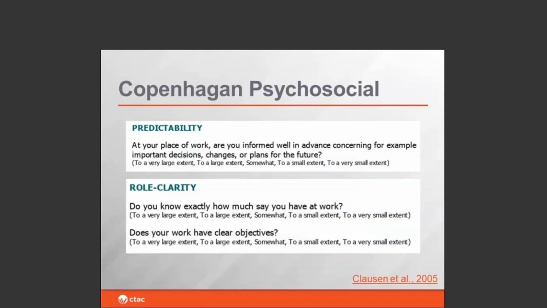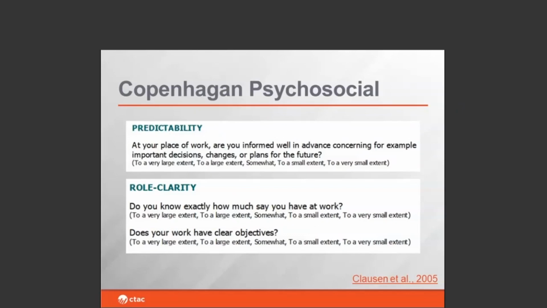Furthermore, predictability and role clarity. I think these questions are really great. Things like, are you informed well in advance concerning important decisions, changes, or plans for the future? I suspect that some people hearing that might laugh, considering that some aspects of human service work will always be urgent and requiring a lot of flexibility, right?